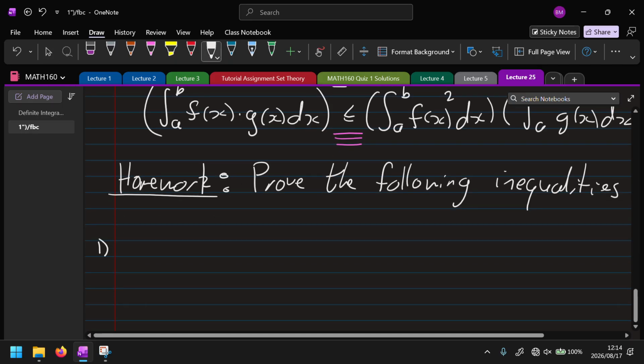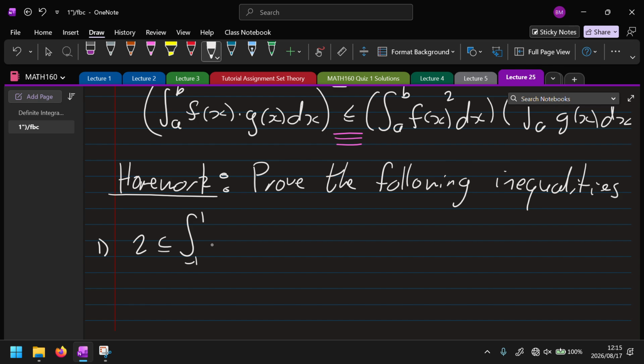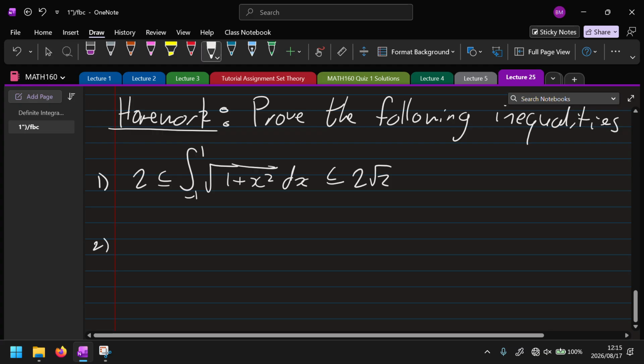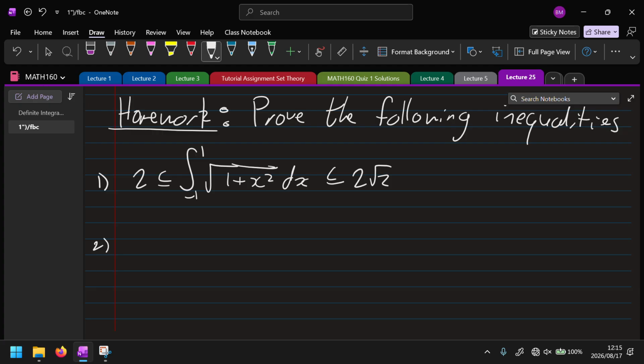Okay, so number 1, 2 is less than or equal to the integral from -1 to 1 of root 1 plus x squared dx, which is less than or equal to 2 root 2. You can think about this, look at what's given, and it's going to be one of those inequality proofs. Which one? 10. Yeah, good. Someone's ahead. Yeah, this will be property 10. But you're going to have to look through the properties, see what fits, and then you can work it out from left-hand side to right-hand side.